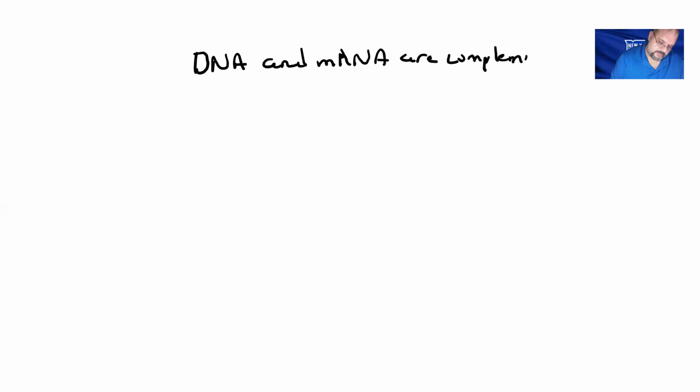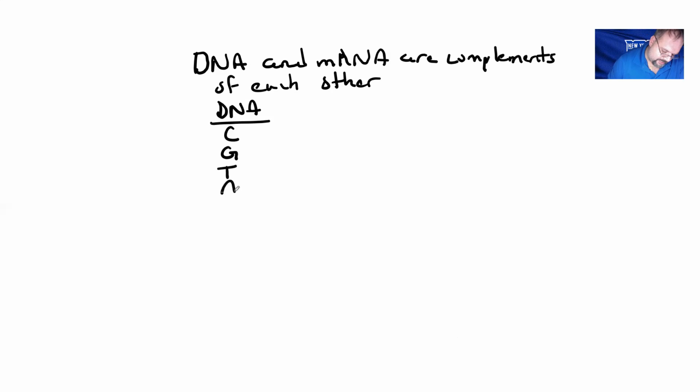Now, what's the relationship between DNA and messenger RNA? DNA and messenger RNA are complements of each other. And this is very similar to the idea of the complementary base pairs that you have in the DNA double helix. Essentially, if you consider cytosine, guanine, thymine, and adenine, the ideas of complementary base pairs that we see in the DNA double helix hold true, except for one big difference.